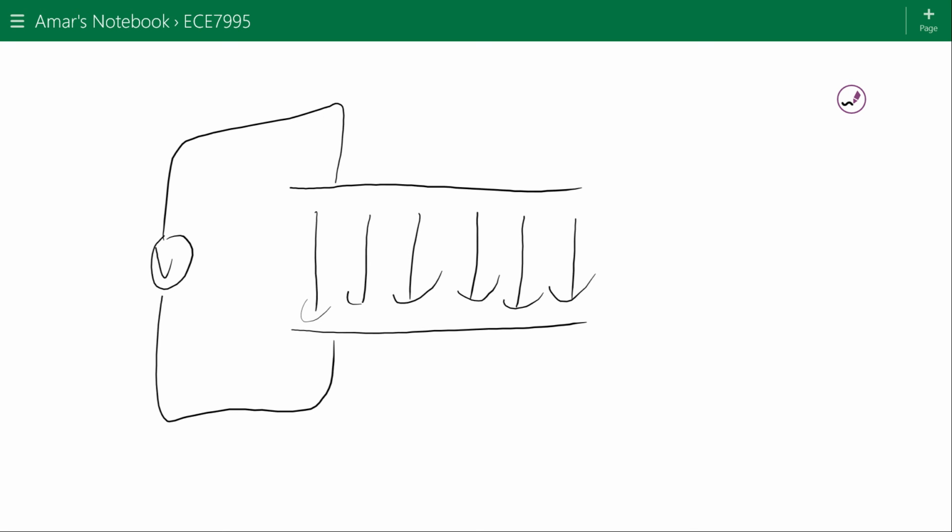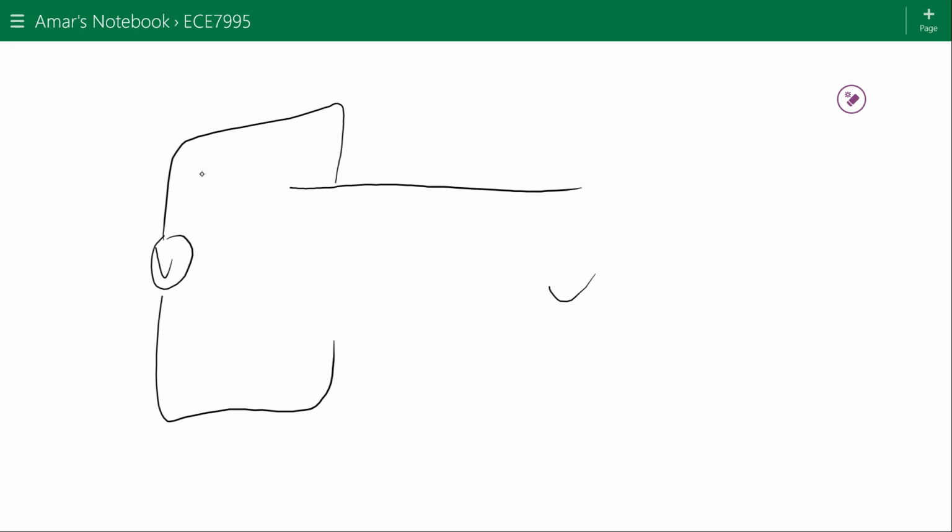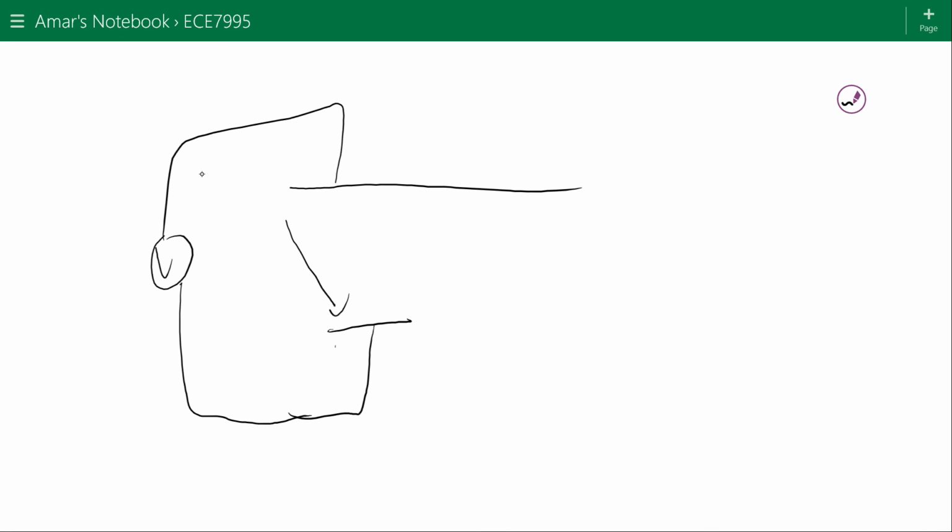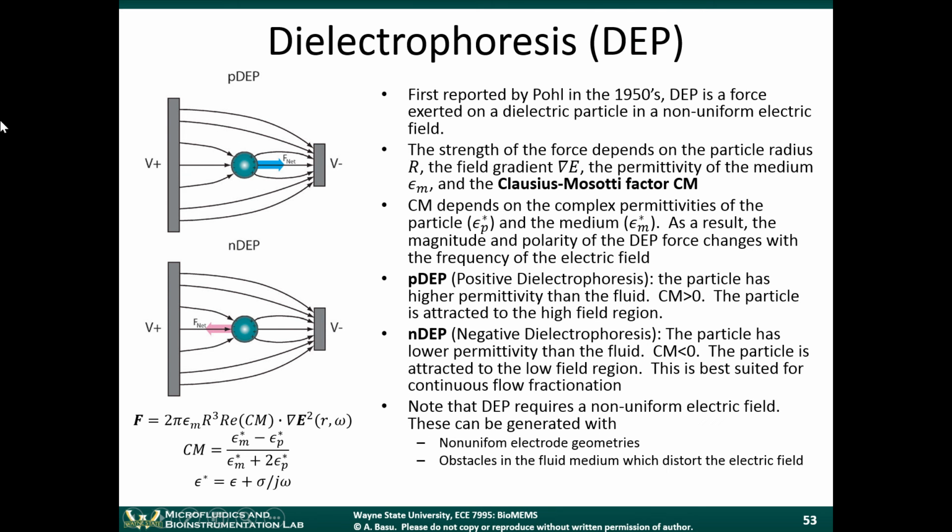Now, if I were to take one of these electrodes and make it a different size, like this, if I make it smaller than the large one, now my electric field lines are going to look more like this. They still point from the positive to the negative electrode, but now they're not uniform anymore. So that's a non-uniform electric field.